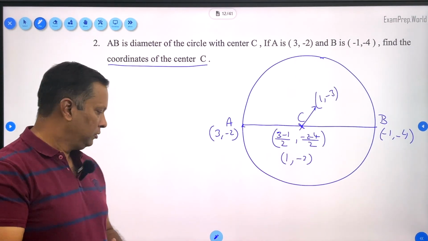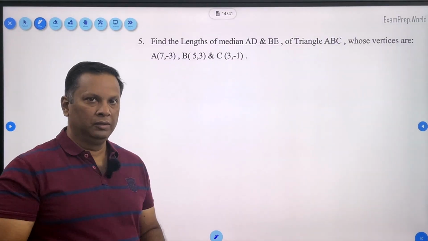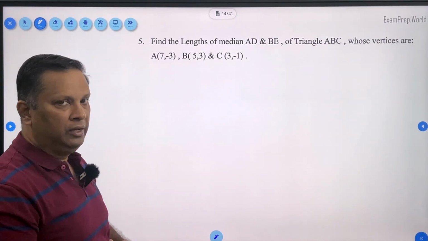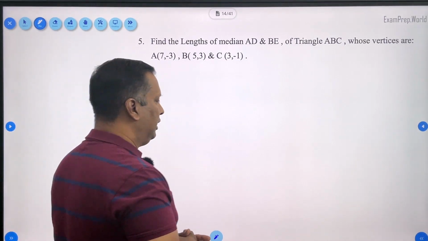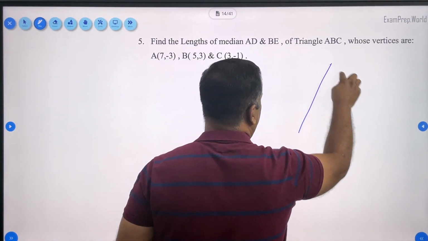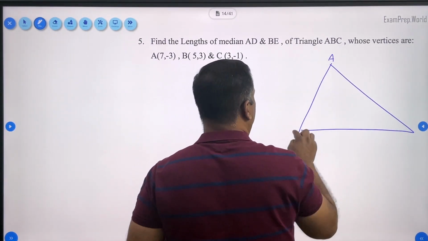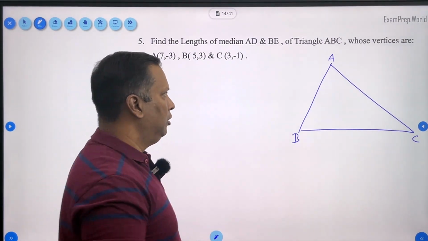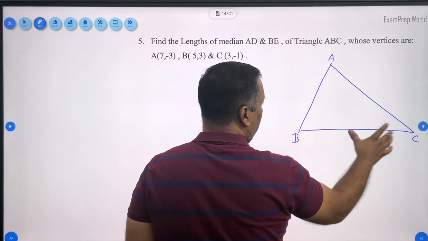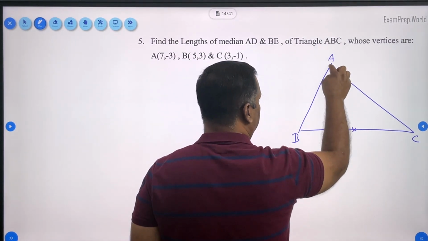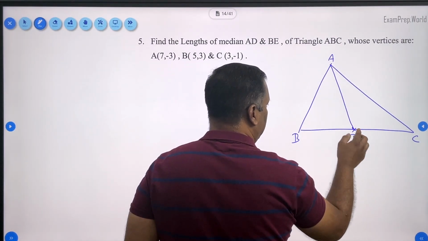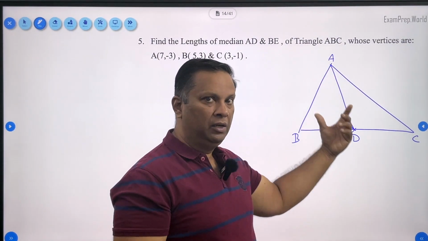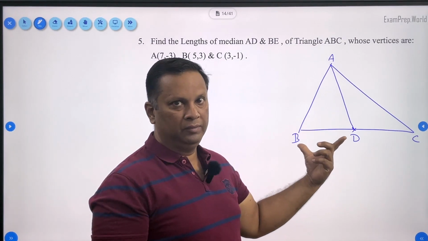Pause, do it. Okay. This question, they are telling us to find the length of medians AD and BE. Now what is a median? A median is a line which joins, suppose you have a triangle ABC, the vertex to the midpoint of the opposite side. Find the midpoint of BC and join a line, AD becomes a median. Median is the line joining the vertex of a triangle to the midpoint of the opposite side. That line is called a median.